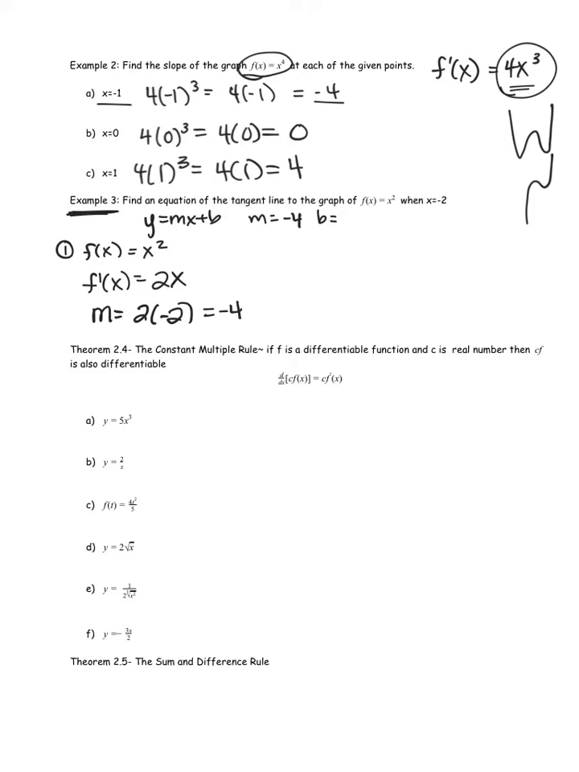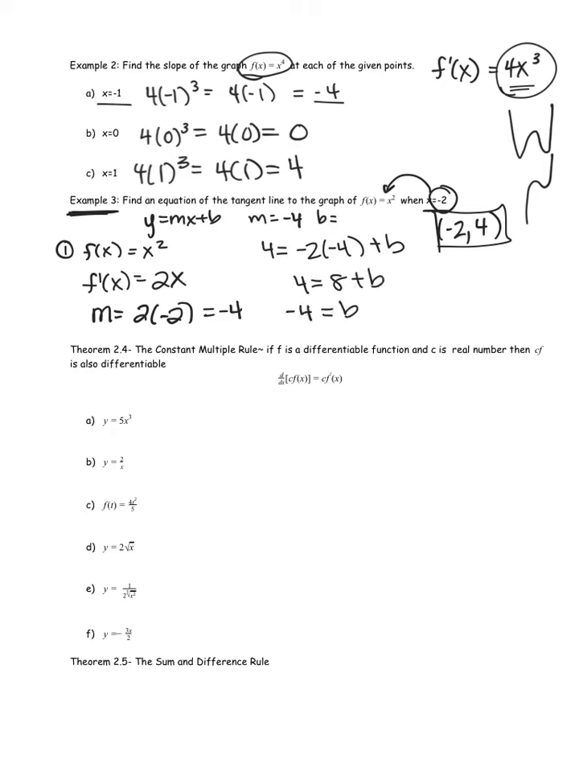Now, to find b, I would need an actual point, right? Well, they told me x is negative 2, but I need a y value. So if we go back to our original equation and plug in negative 2, my y value for the original function at negative 2 is 4. Okay? So this is the point I'm going to use to find the equation of the line. We can plug this into y equals mx plus b. So I get 4 equals 8 plus b, so b equals negative 4. So my equation of the line would be y equals negative 4x minus 4.